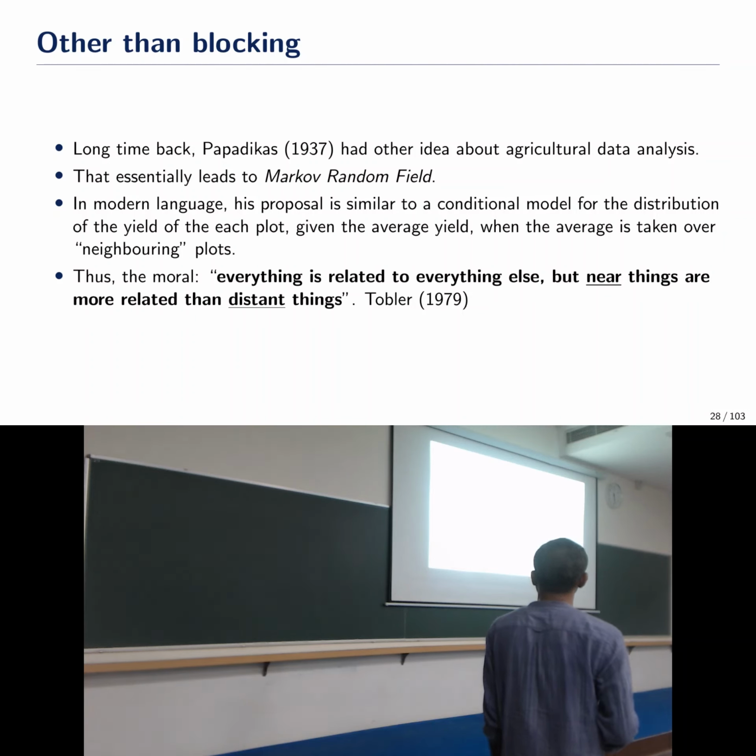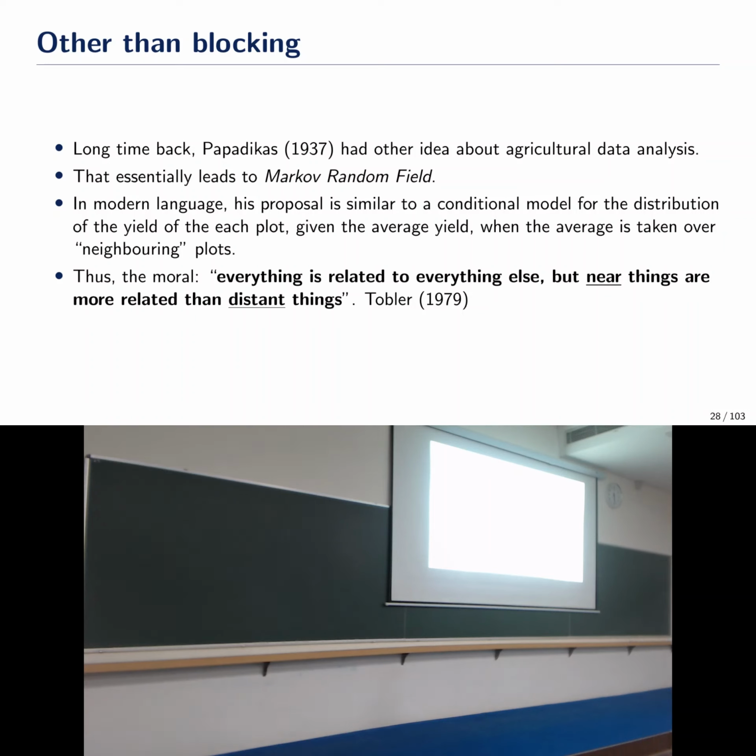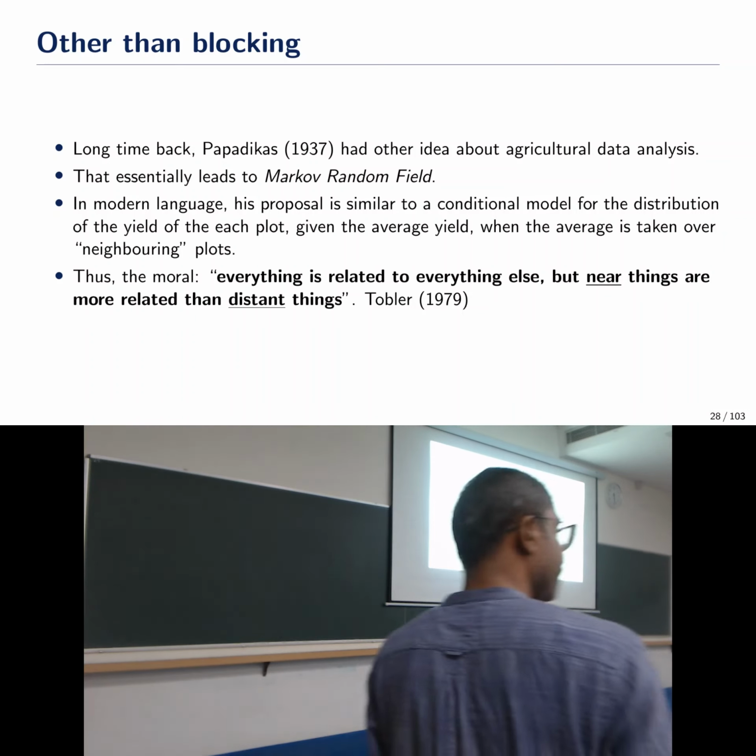He tried to model the average yield of a particular block given the average yield of its neighbors. Now, how are neighbors defined? That's a question of spatial statistics. At that time, he defined it such that if two blocks have a common edge, he called them neighbors.